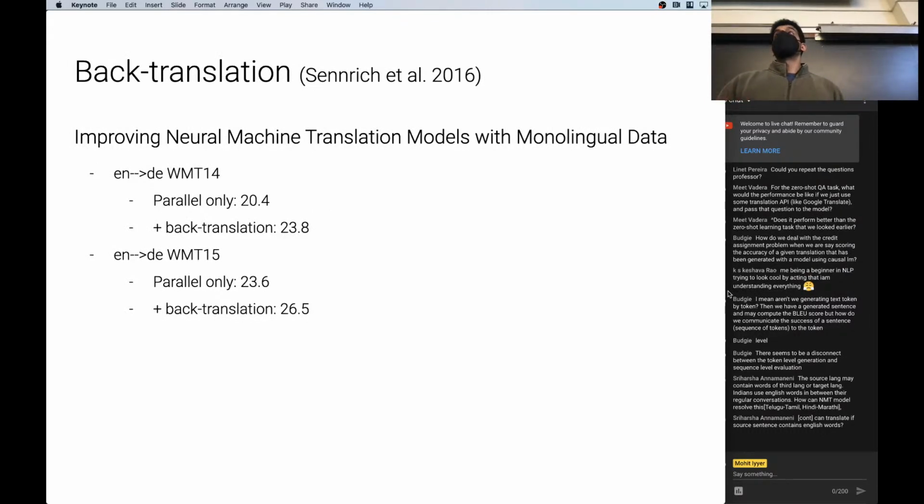So these are the results from the original back translation paper in 2016. You can see that for English to German, if you use only the parallel data, and German is actually a pretty high resource language, so you have a lot of parallel data here, you get a BLEU score. So we learned about BLEU score. Here's a case where it's actually being used, of 20.4. And if you add this back translation process, you get an improvement of about 3 BLEU points, which is very large, actually. So in general, an improvement of 1 BLEU point is a significant improvement. 3 BLEU points is a lot.